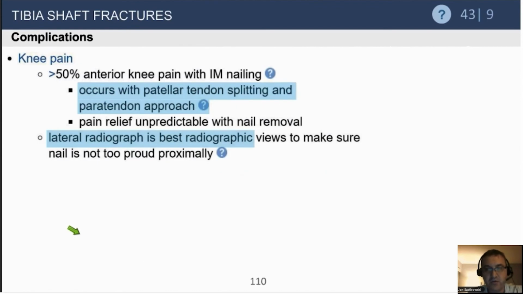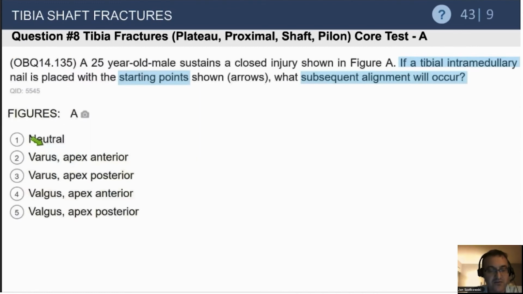In terms of knee pain, almost everybody gets knee pain. Okay, it occurs with patellar tendon splitting, paratendon approach, and it occurs with retropatellar or semi-extended nailing as well. On the lateral radiograph, just don't leave the nail proud. This can be a cause of knee pain, and that's easily avoidable by looking at a lateral X-ray prior to finally locking your nail. So we're nearing the end here now.